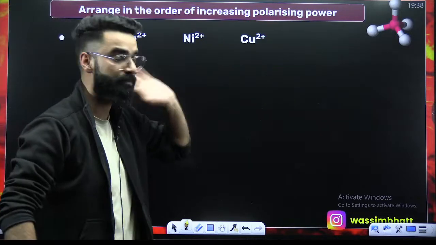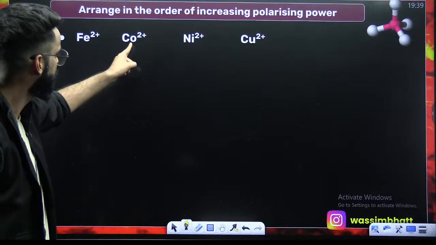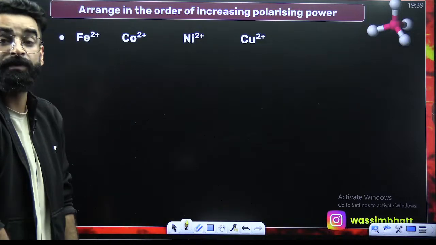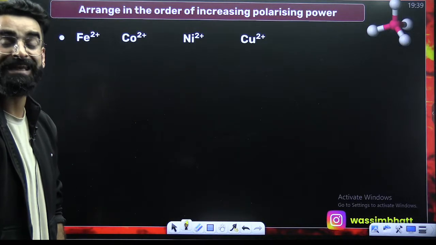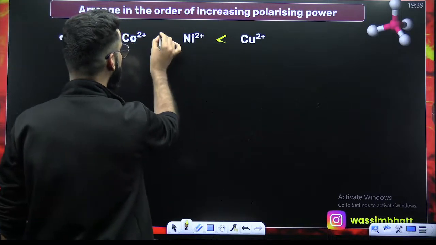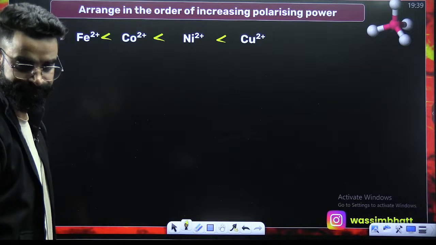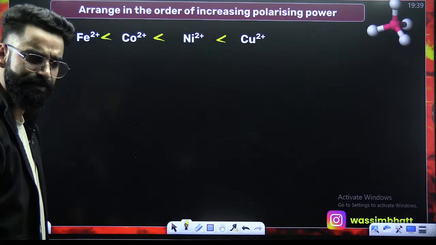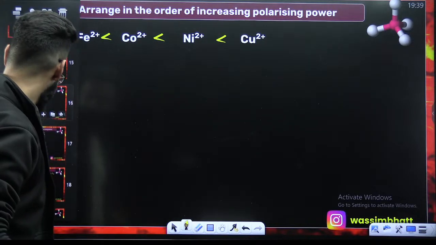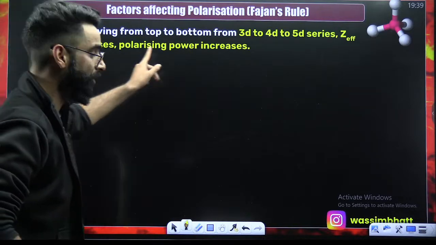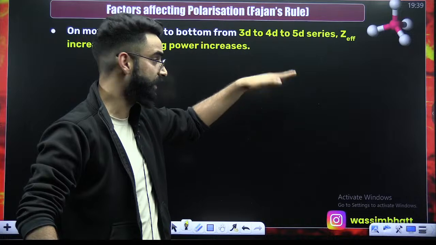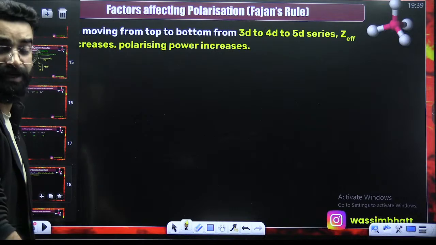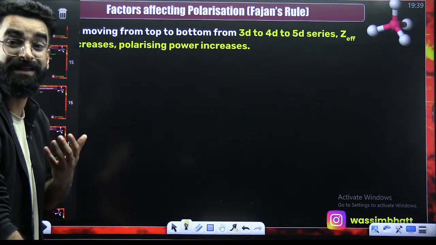Because you need to compare the polarizing power of these cations over here: Fe di positive, cobalt di positive, nickel di positive, copper di positive. On moving from left to right in the d block elements, effective nuclear charge increases. If effective nuclear charge increases, polarizing power of the cations will increase. Simple, guys. This statement I already told you. From top to bottom, from 3d to 4d, 4d to 5d, effective nuclear charge increases. And if effective nuclear charge increases, attractive power increases, polarizing power increases.